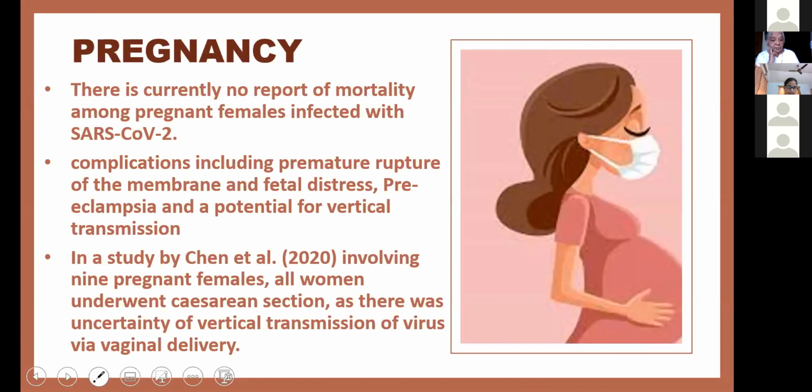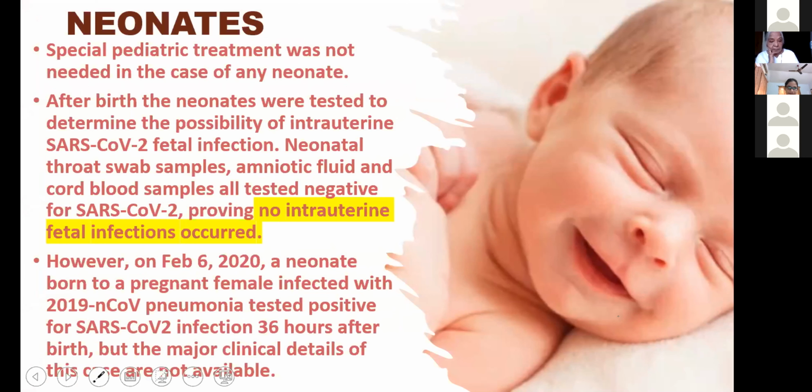The next is pregnancy. According to the European Journal of Medicine, there is no current report of mortality among pregnant females who are infected with SARS-CoV-2. However, there are complications, which include premature rupture of the membrane, fetal distress, preeclampsia, and the potential for vertical transmission. Now, there is a case study conducted by Chen, which involved 9 pregnant females, and all of them had to undergo cesarean section.